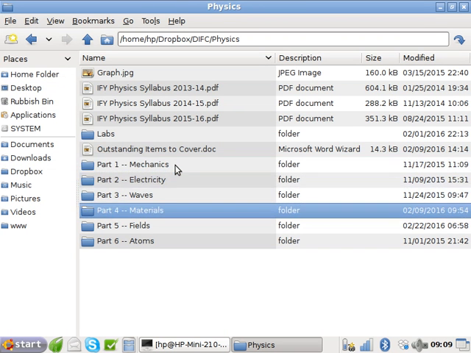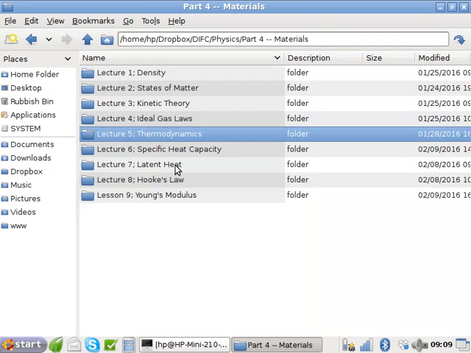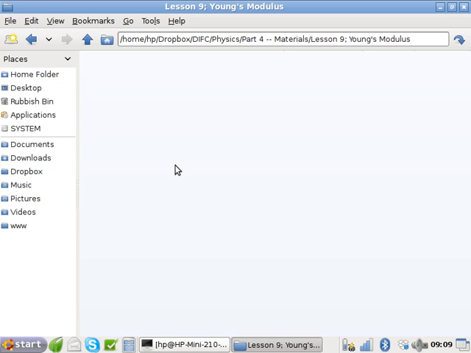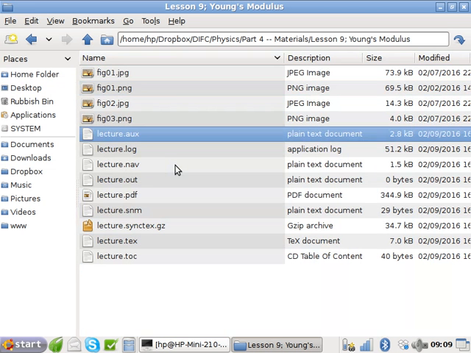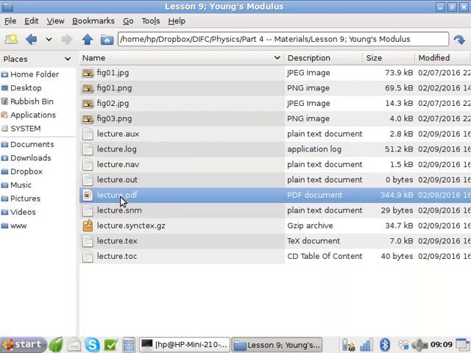What are we at? Materials, isn't it? Young's modulus. Okay, so let's have a look at the homework first.